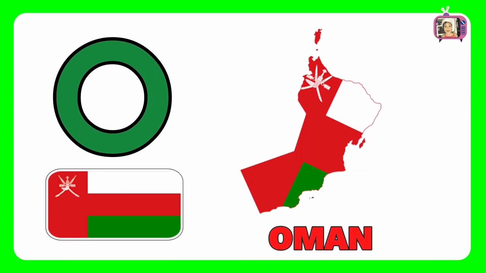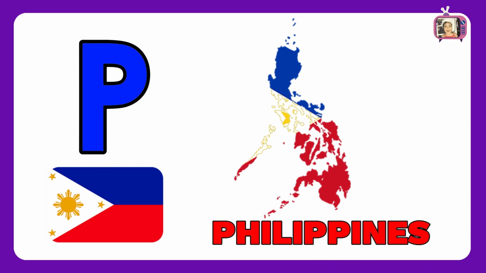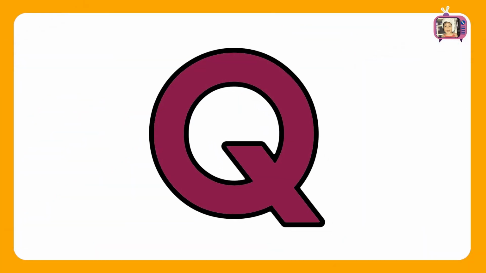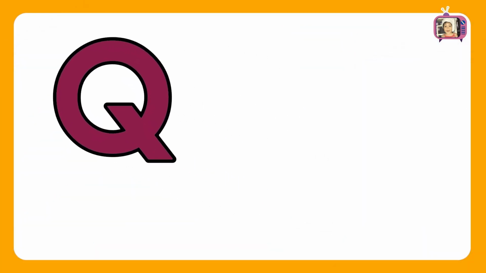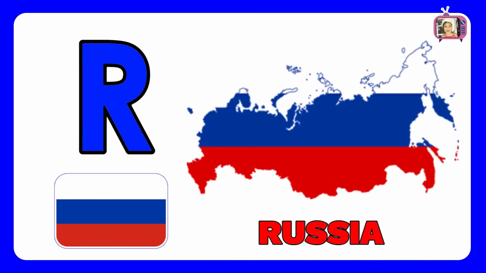O. O is for Oman. Oman. P is for Philippines. Philippines. Q. Q is for Qatar. Qatar. R. R is for Russia. Russia.